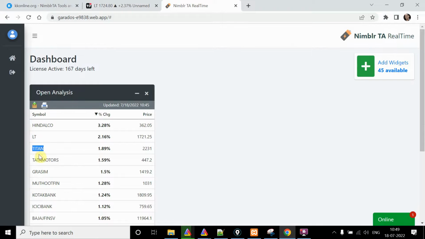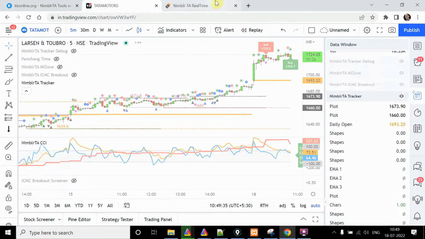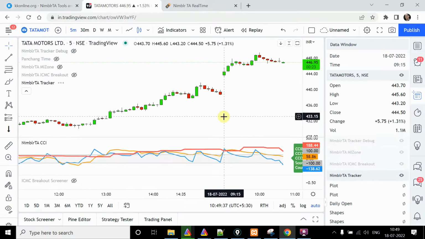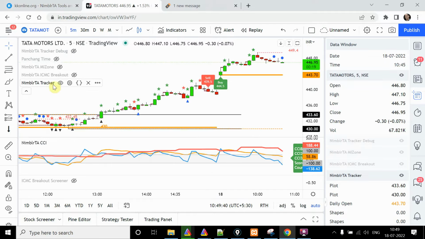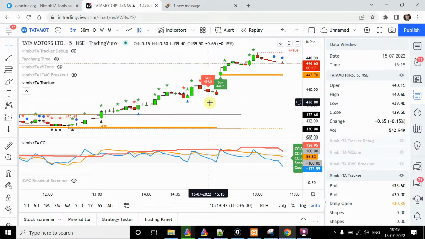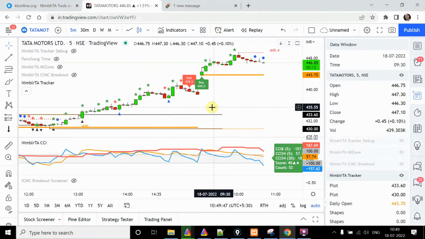All these are the same stocks in similar categories. Tata Motors over here for today, again categorized in open analysis widget. That means at the open itself it was bullish. Also, if you are using NimblrTA tracker, it can easily guide you for entries and exits. This has been discussed in more detail in the ecosystem video.